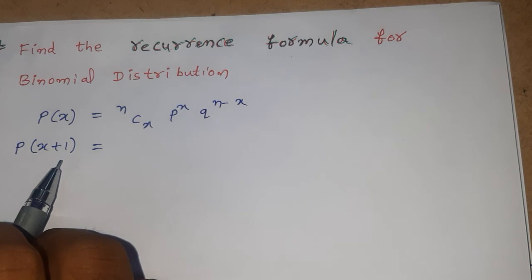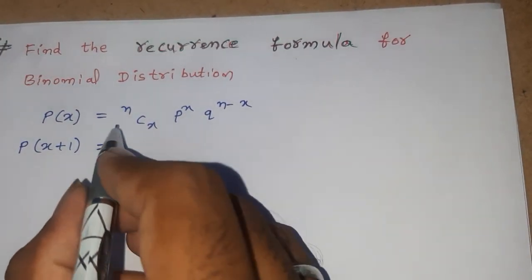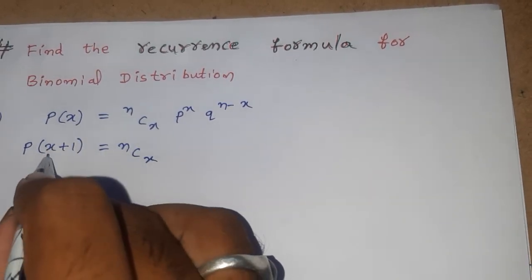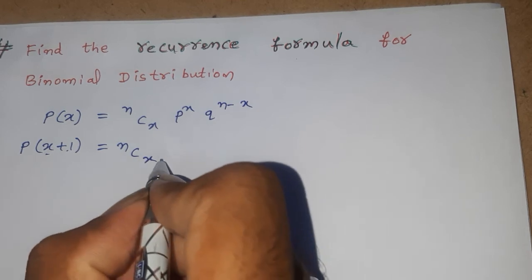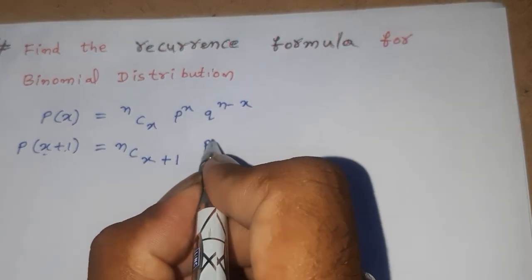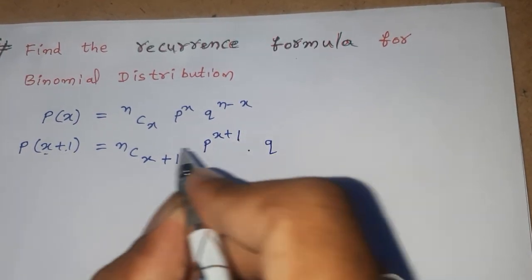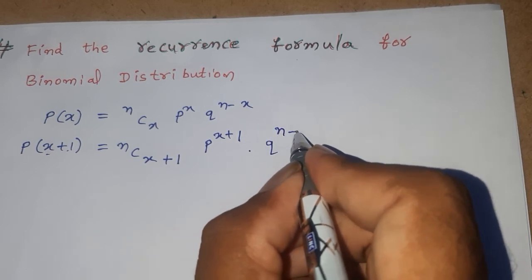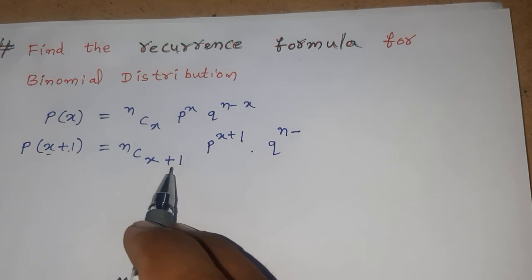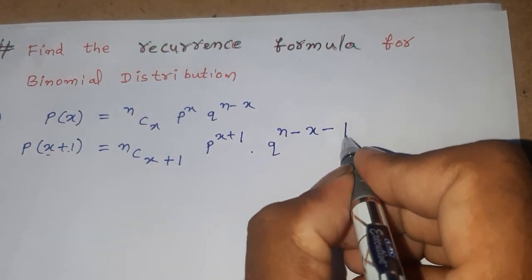without any complication. P of x plus 1 is given, as per this formula, by nC x plus 1, where x is replaced by x plus 1, p power of x plus 1 successes, q power of n minus x plus 1, that is, n minus x minus 1.